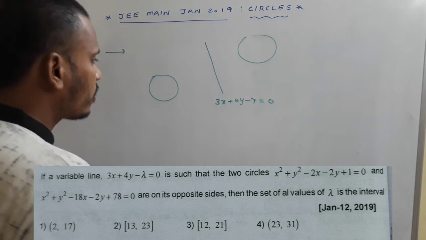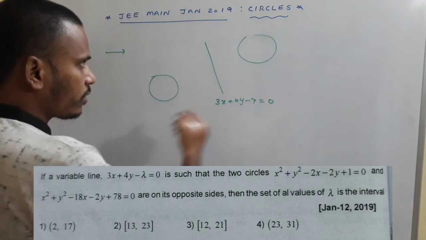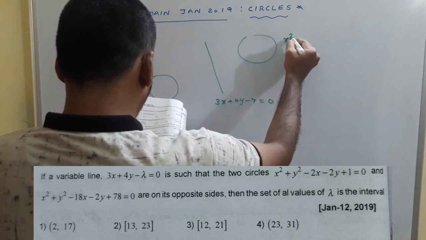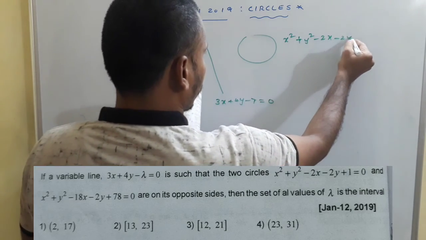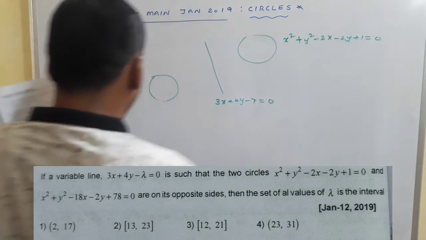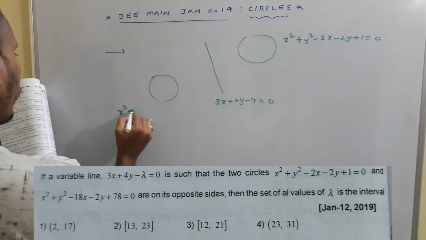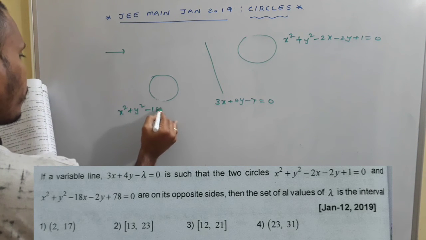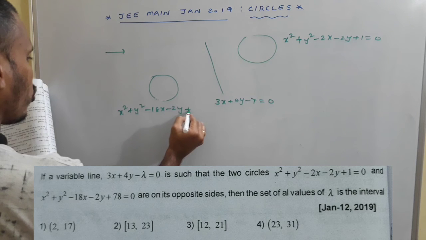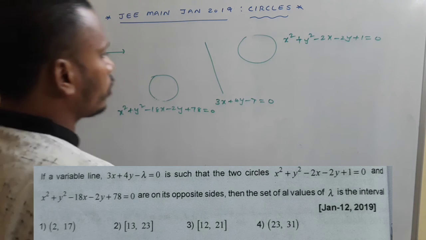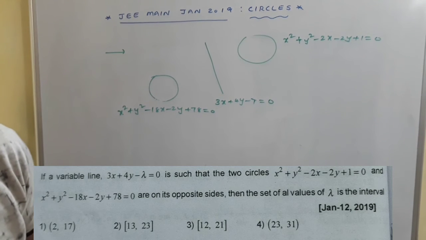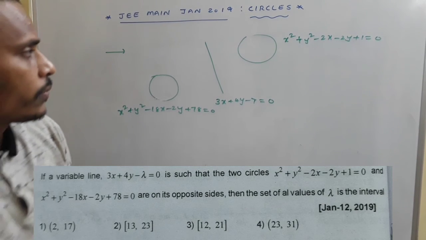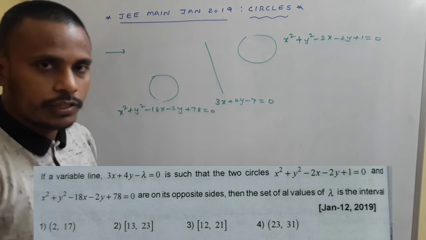So one thing is, since these two circles are on opposite sides, what is the equation of this circle? It is given that x square plus y square minus 2x minus 2y plus 1 is equal to 0, and the equation of this circle is given as x square plus y square minus 18x minus 2y plus 78 is equal to 0. See, don't think about whether they are equal or not. These two circles are on the opposite sides of this line.